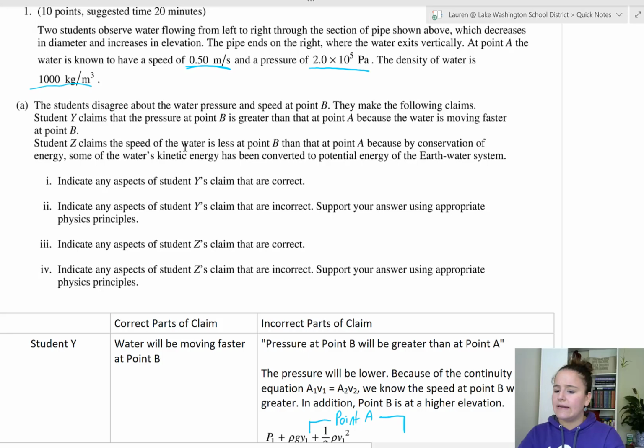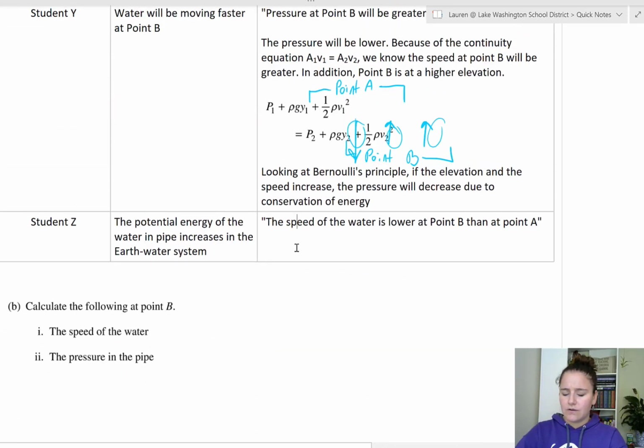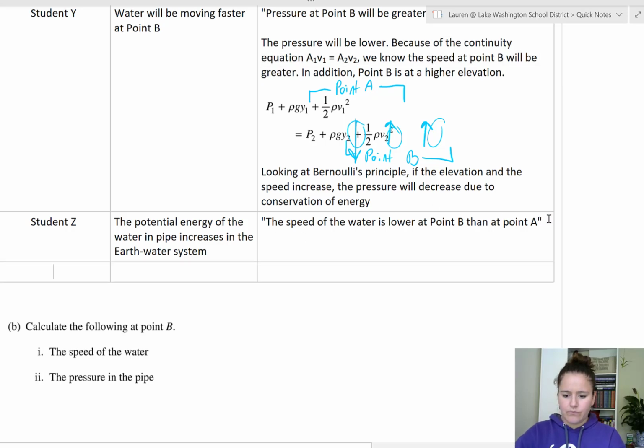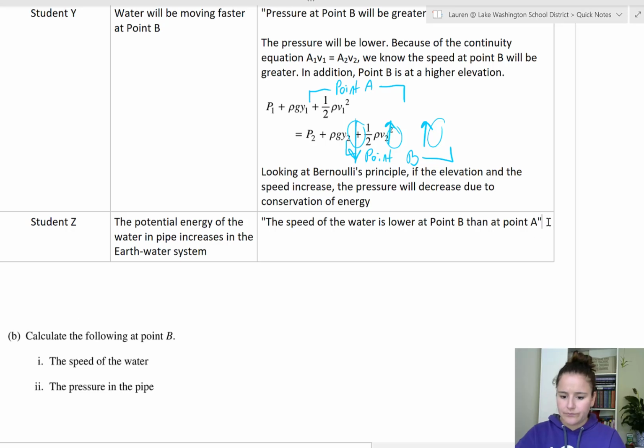And I don't know if it's the kinetic energy that got converted. Okay, so first let's go ahead and explain the continuity. Okay, because of the continuity equation, we know the speed will be higher at that point B. Why is it doing that?